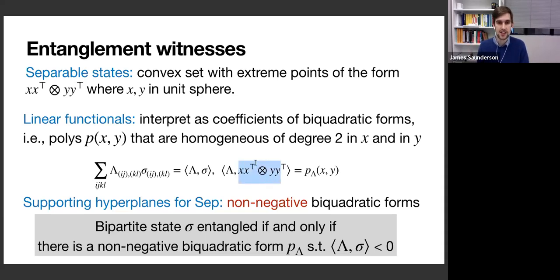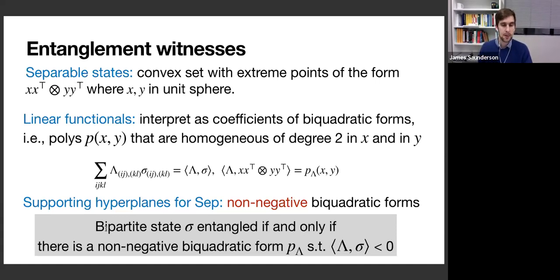If you think about the entries of this object, it consists of all the products of x_i's and x_j's and all the products of y_i's and y_j's, and every monomial will have 2 x's and 2 y's. This makes it biquadratic. It turns out that the hyperplanes that exactly support this convex set of separable states are exactly the non-negative biquadratic forms: non-negative polynomials of degree 4 that are homogeneous of degree 2 in each of 2 sets of variables.